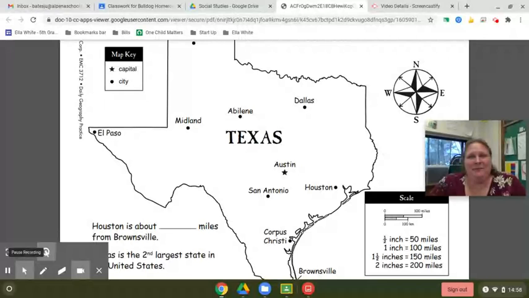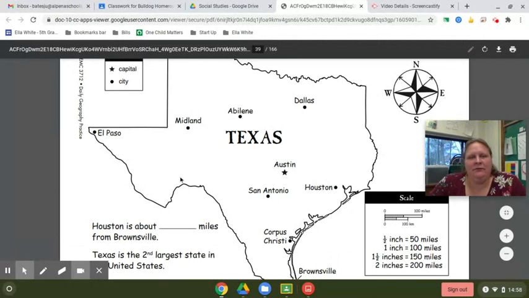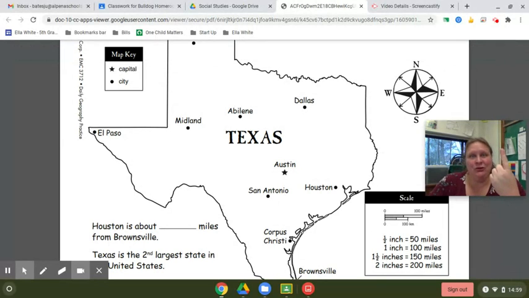One last tip. If your ruler says it's 1 inch away, just add 2 zeros and you'll have 100. If your ruler says it's 2 inches, just add 2 zeros and you'll have the miles. That would be 200 miles.